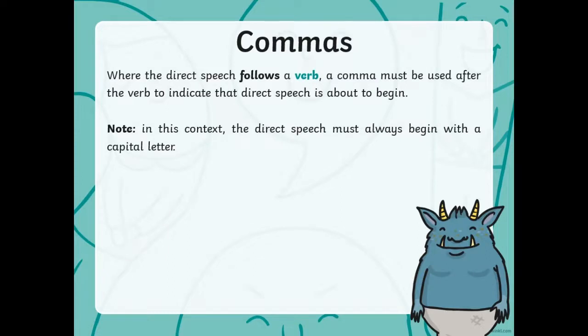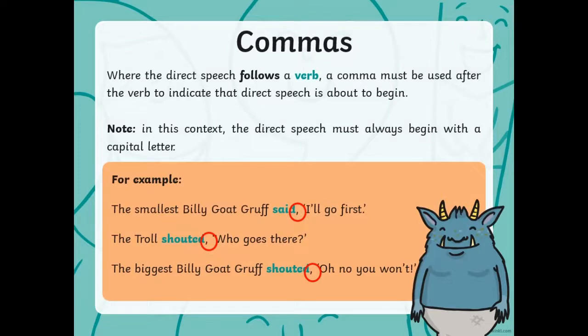Now, where direct speech comes after a verb, it follows the verb, a comma must be used after the verb to indicate that direct speech is about to begin. So, look here. The smallest Billy Goat Gruff said, "I'll go first." The troll shouted, "Who goes there?"